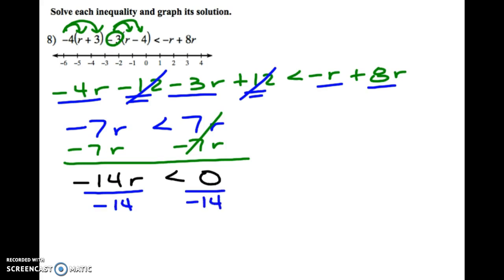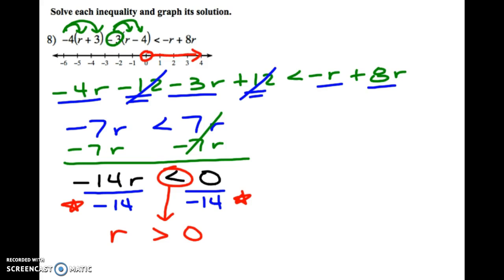the negative 14. The reason I say we have to do this is here's the key part. In this case, we would be dividing by a negative. So if you remember, when we divide by a negative, the direction of the inequality must switch. So the answer for this one is actually r is going to be greater than 0. So we will have an open circle on the 0. Since it's a greater than, we're actually going to shade to the right this time.